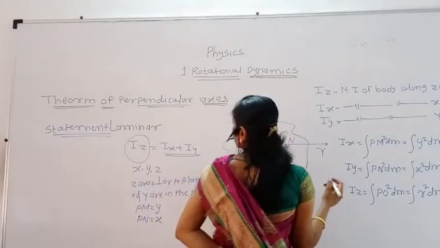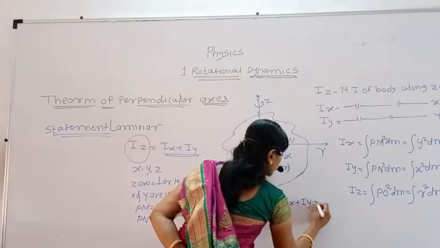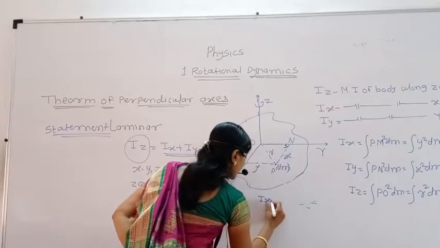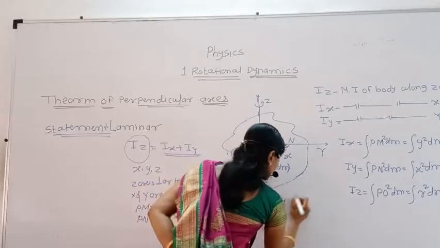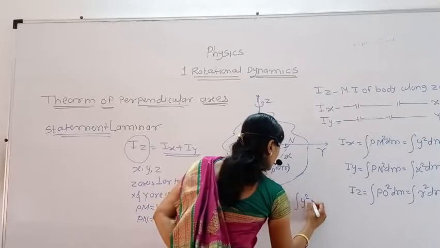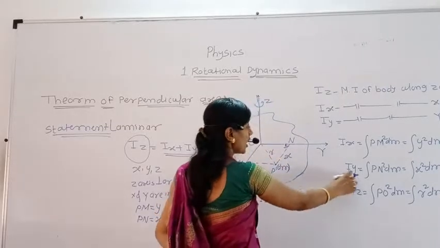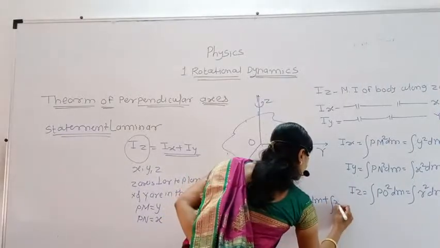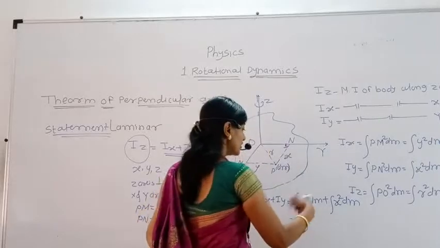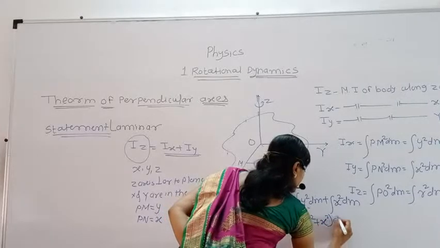So we will do it by writing Ix plus Iy and putting these values. Ix plus Iy is equal to the value of integration of y square into dm, plus the value of Iy, the moment of inertia about the y axis, which is integration of x square into dm. Then we take the common term outside: y square plus x square, bracket complete, into dm.